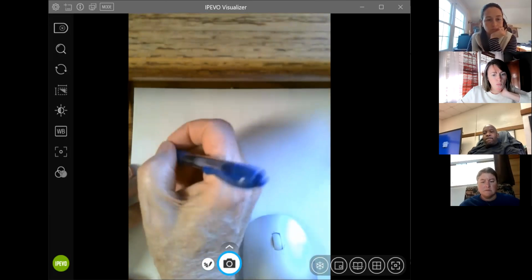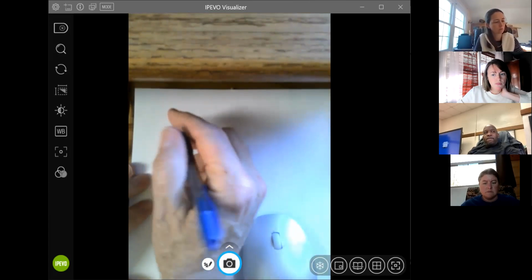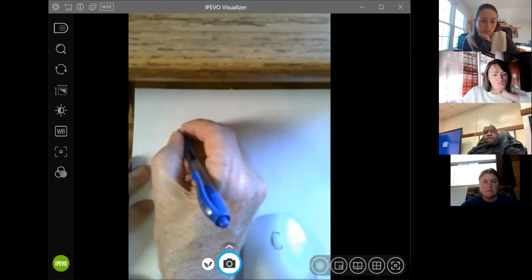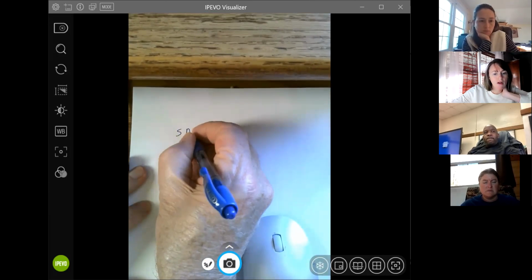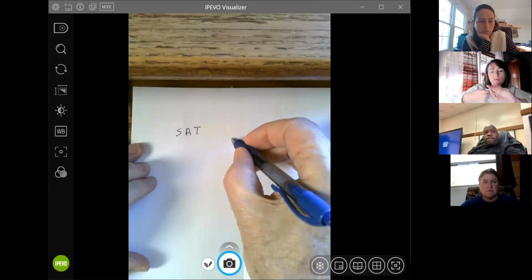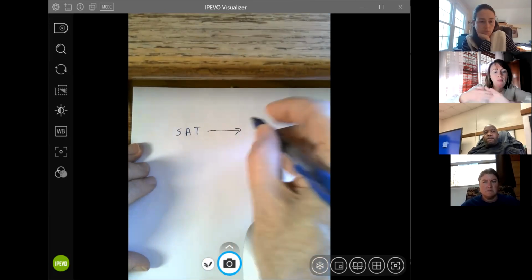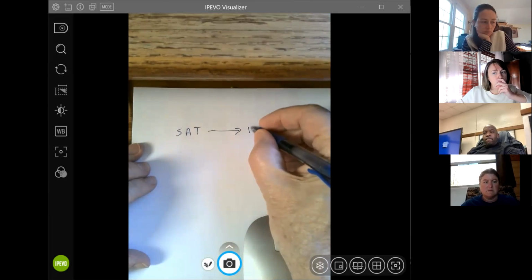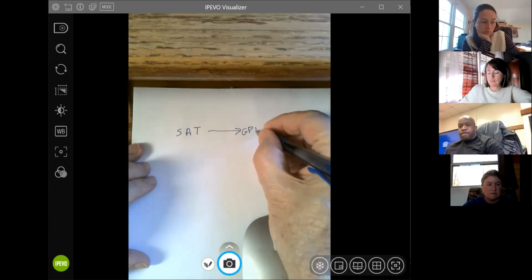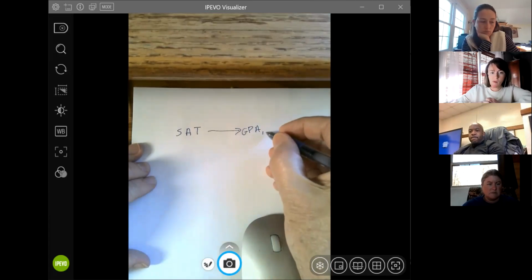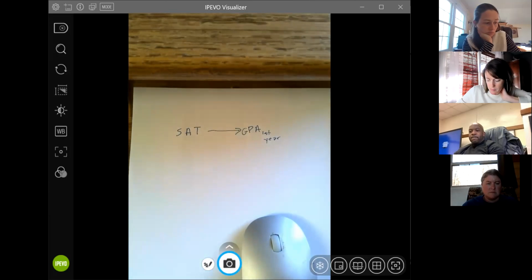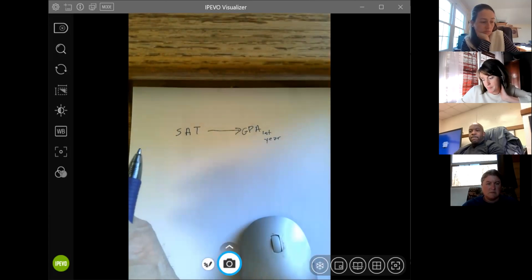Let's say we have two continuous variables, and just for the sake of argument, we'll say SAT scores, and we want to know if they are predictive of GPA for the first year of students. And so we're wanting to know, if we know one of those, can we know the other one? Can we predict what the other one might be?